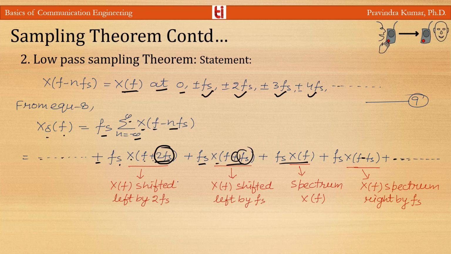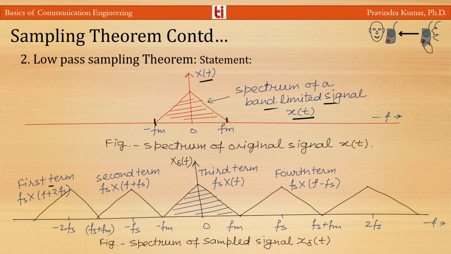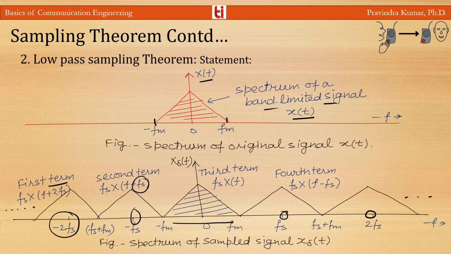So the spectrum of a sampled signal can be represented as follows. If the spectrum of the baseband signal x(t) is given by this X(f) from minus fm to plus fm, then in the spectrum of the sampled signal, the first term is the spectrum of X(f) shifted left by 2fs, in the second term the spectrum is shifted by fs, and this is the spectrum of X(f), and in the fourth term the spectrum is shifted right by fs, then shifted right by 2fs and so on. So this is the spectrum of the sampled signal.